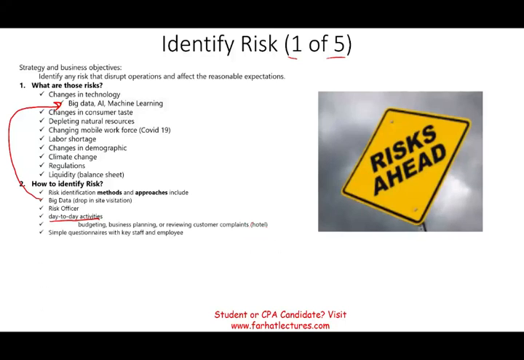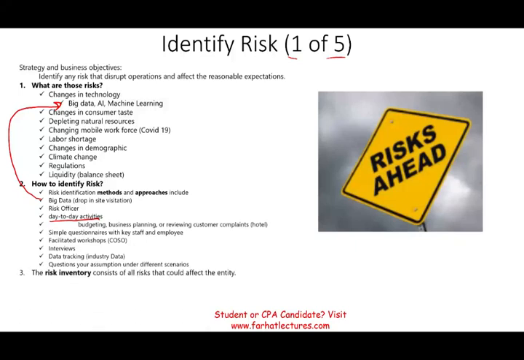Okay. Simple questionnaires with key employees and key staff. Ask your employees, what do you think the risks are for our business? Attend the COSO framework workshops. COSO has a framework and they have workshops. Attend those to learn about risks. Interviews: talk to people, track data, and look at the business industries, what's going on. Question your assumptions under different scenarios. Change your assumptions. This is how you can identify risk. And you should have a risk inventory. Risk inventory means a list of all the risks that could happen.